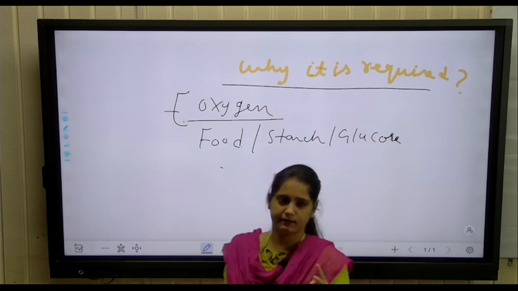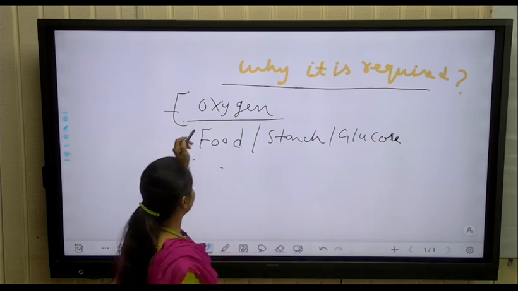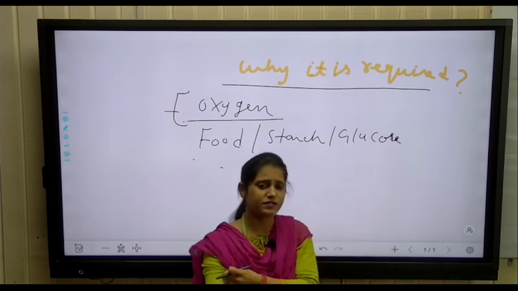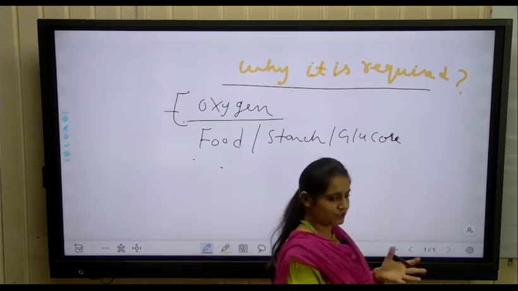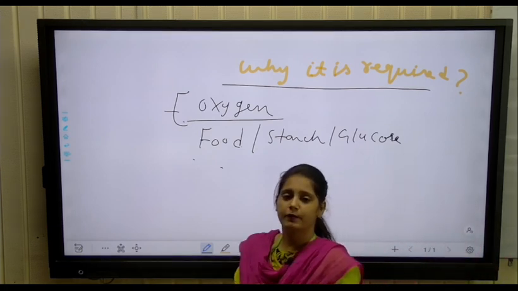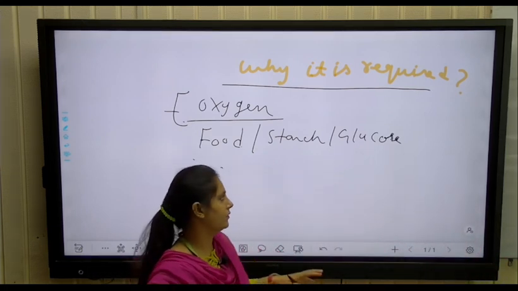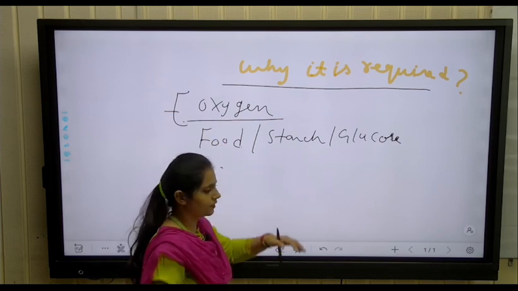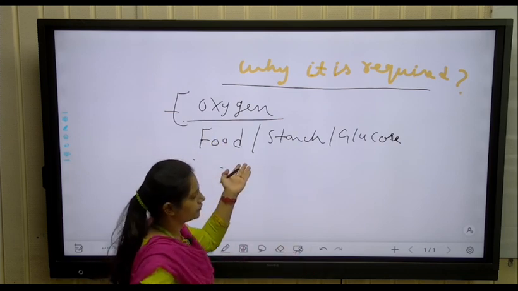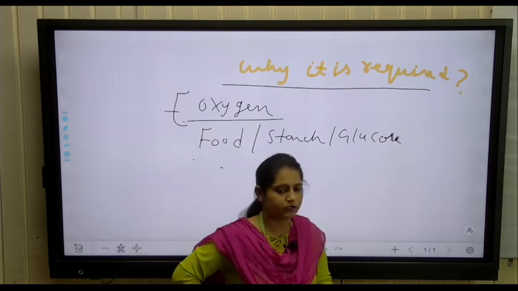So this is the second requirement. The first requirement is that it produces oxygen, which is a must, because we cannot survive without oxygen. All the living organisms require oxygen for their respiration. And second, plants produce food which is used by all the organisms.